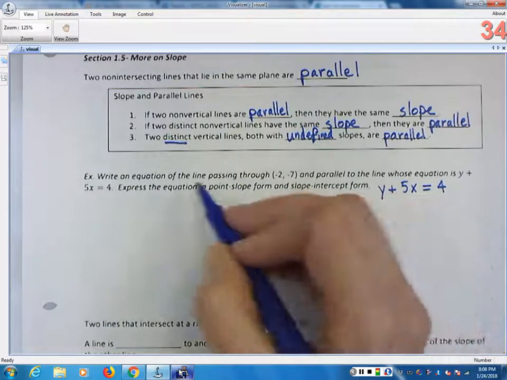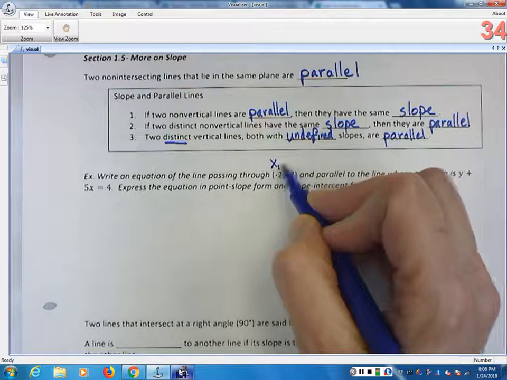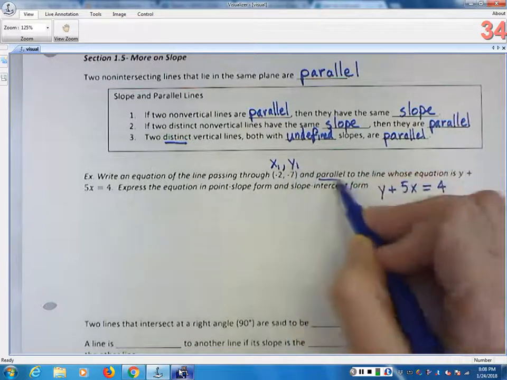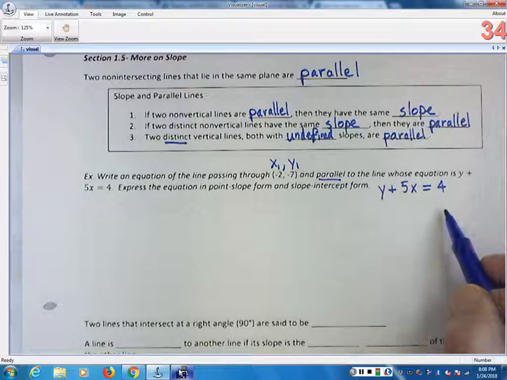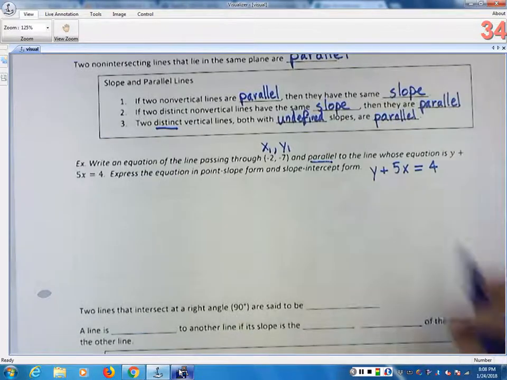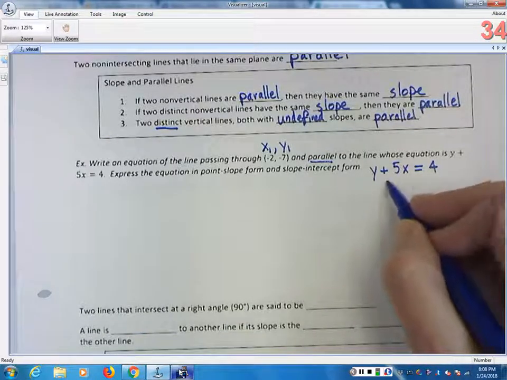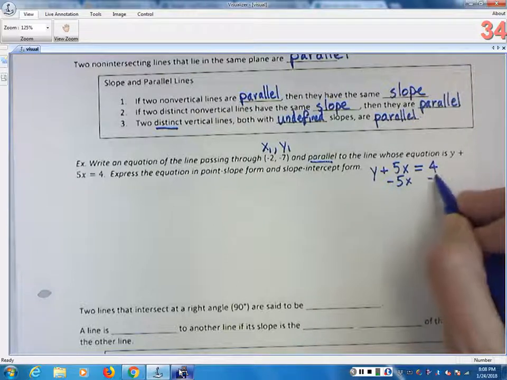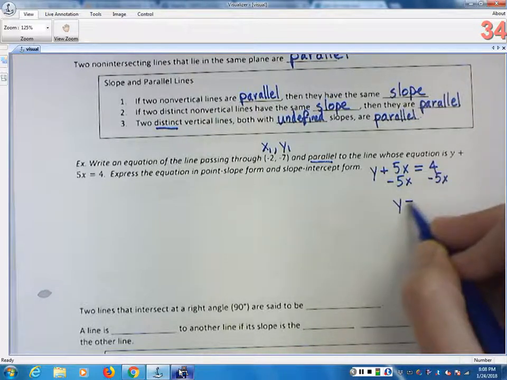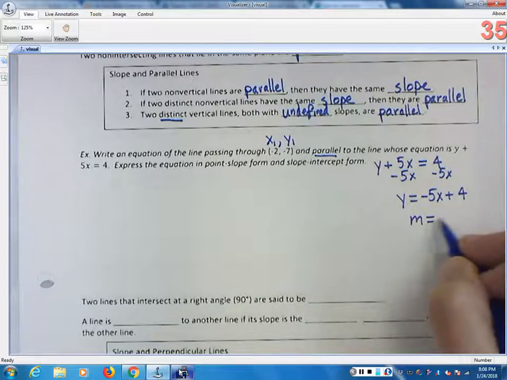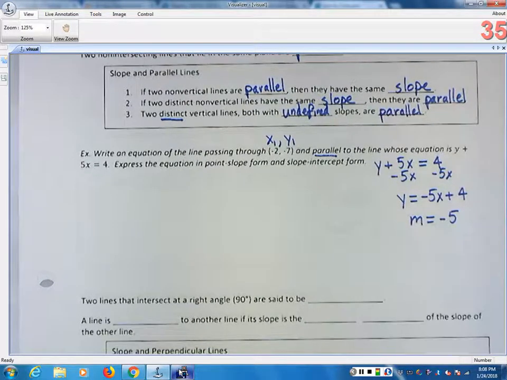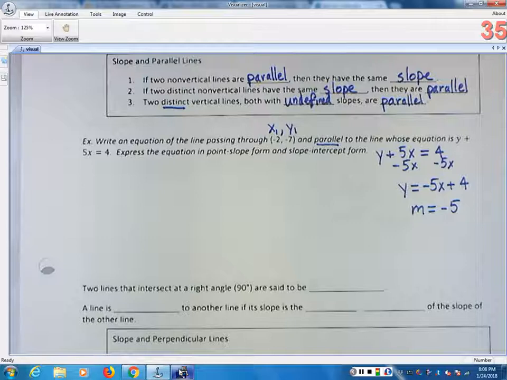We want to find the equation of a line that goes through (-2, -7) and is parallel to the line whose equation is y plus 5x equals 4. So you don't read the slope here; you have to get it into y equals mx plus b form first. y equals minus 5x plus 4, so m is minus 5. So that's the difference: I went ahead and changed that one more step.